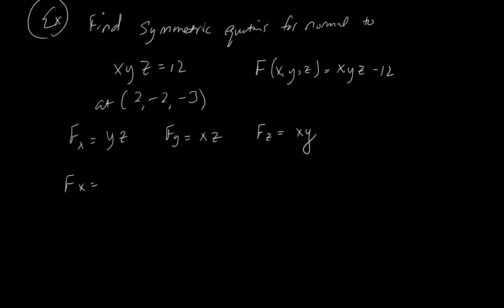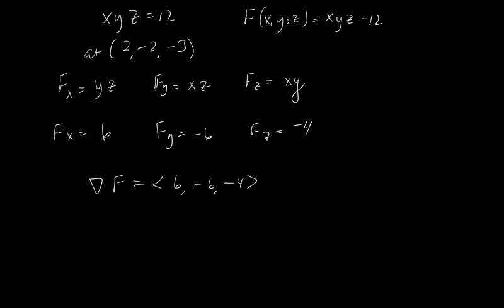So at this point, we have f sub x is equal to negative 2 times negative 3, which is positive 6. F sub y is 2 times negative 3, which is negative 6. F sub z is equal to negative 4. So then our gradient, oops, not little f, big F, our gradient here is going to be the vector 6, negative 6, negative 4. Of course we could reduce that. We just need something in this direction. We could reduce that by a factor of 2 if we wanted to. That would be perfectly fine.